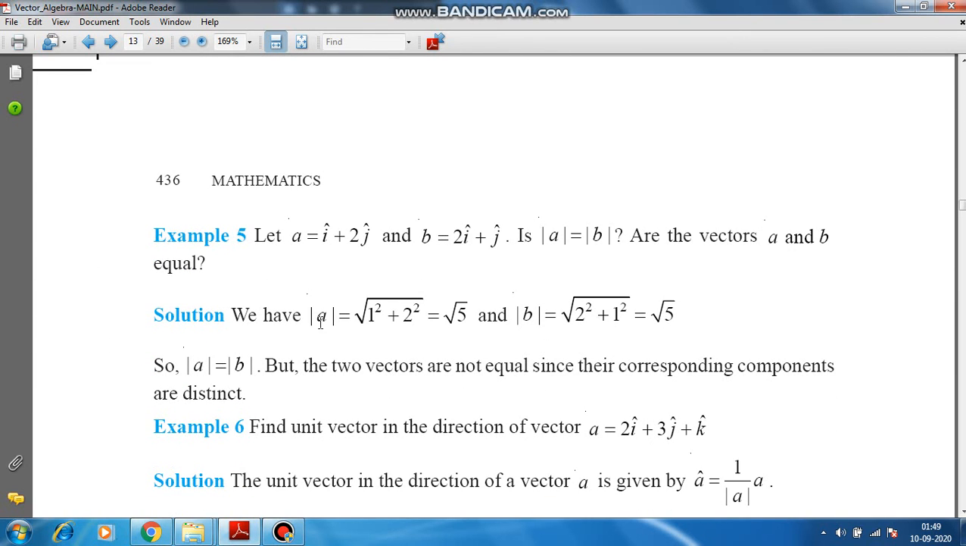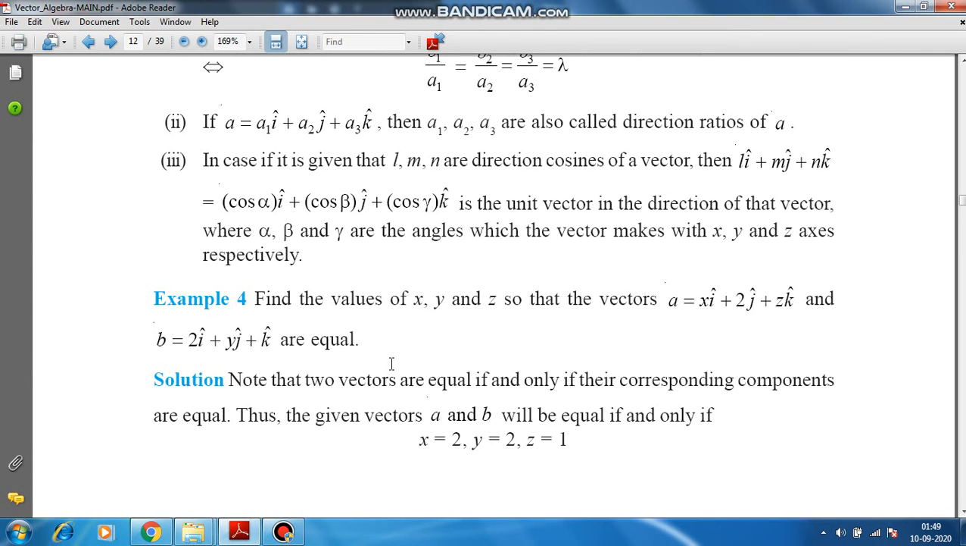So next we discuss some examples. Let A equal to i plus 2j and B equal to 2i plus j. Is mod A equal to mod B? Are the vectors A and B equal? So here you see magnitude A equal to square root of 1 square plus 2 square and magnitude B equal to square root of 2 square plus 1 square. So both are root 5. So magnitudes are equal, but the vectors are obviously not equal because the components are not equal.